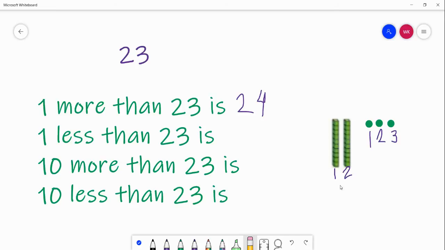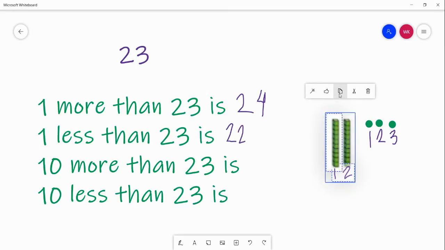So if we're trying to figure out what 1 less is, we're only in our ones place. So we're going to be erasing one of our ones to take away that one less. And now we have 2 tens and 2 ones. So 2 tens and 2 ones is the number 22. All right, we're going to put our ones cube back up there because we need our original number, which is 23. And now we're trying to figure out what 10 more than 23 is.